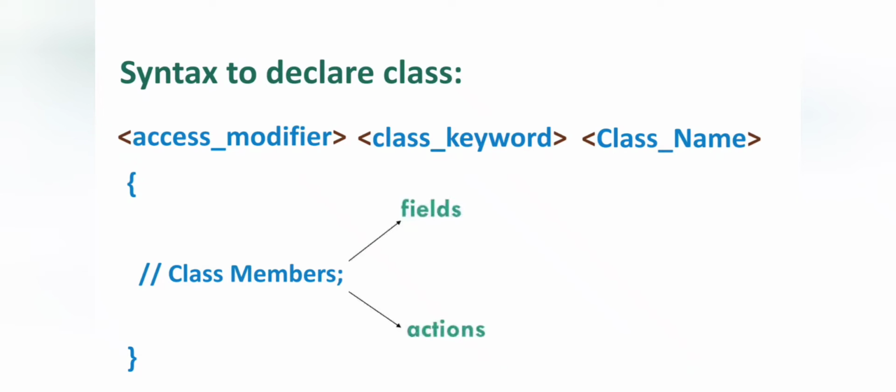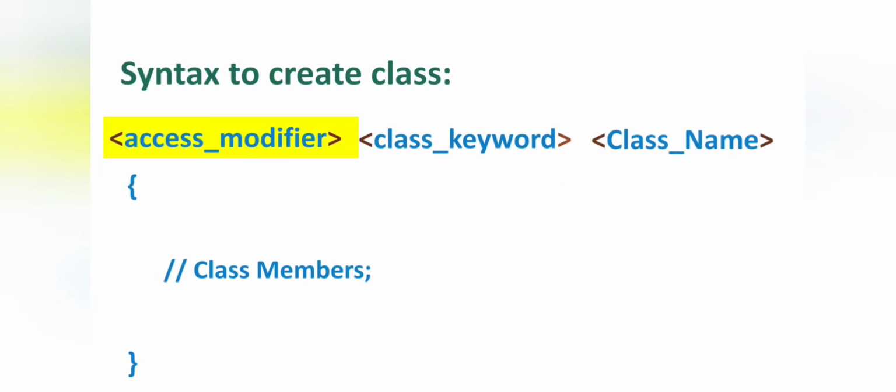And class members are fields and actions. So fields are called variables and actions are called methods. Now first we are going to discuss the access modifier.